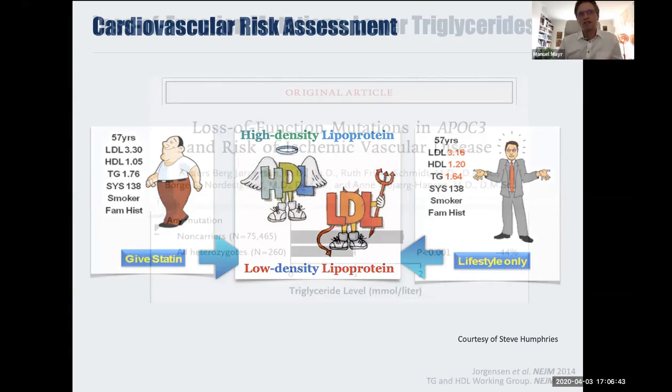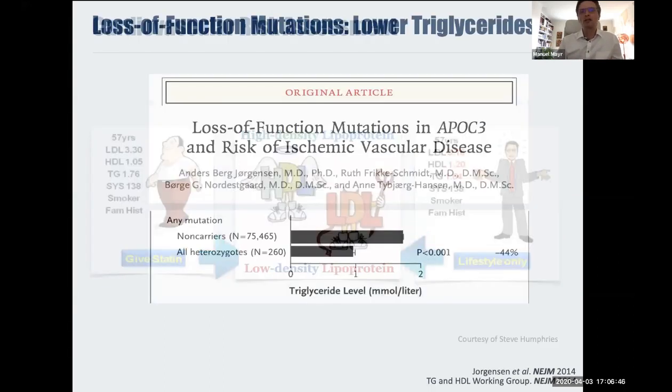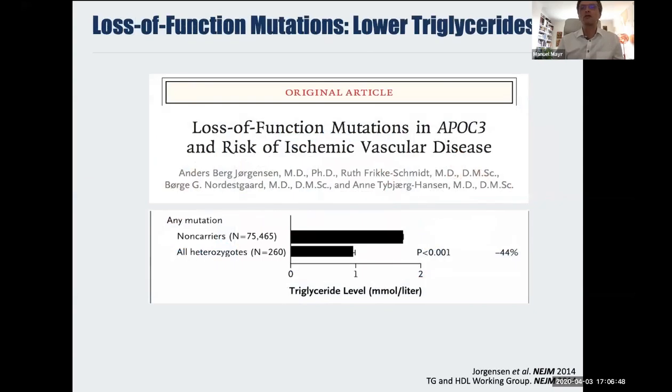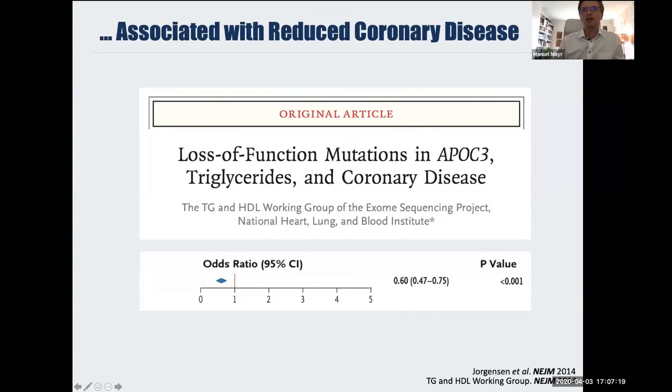Now, some of this is supported again by genetic studies, and I would like to point out these two studies, one from Denmark and the other from the United States, where both looked at a loss of function mutation that is associated with lower triglyceride levels. This is a loss of function mutation in an apolipoprotein called Apolipoprotein C3. It's a relatively rare mutation, but they had a large cohort, and in heterozygotes, they found that this loss of function mutation is associated with a 44% reduction in triglyceride levels. Importantly, this reduction in triglyceride levels was also associated with a profound reduction in the risk of coronary disease.